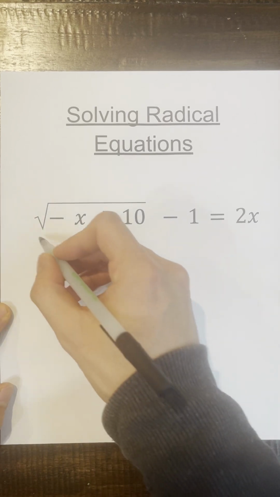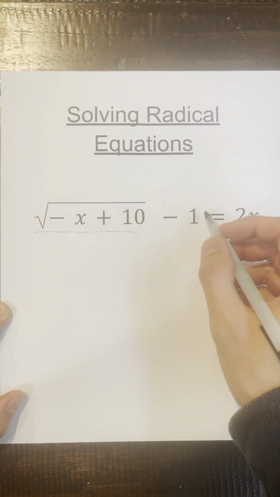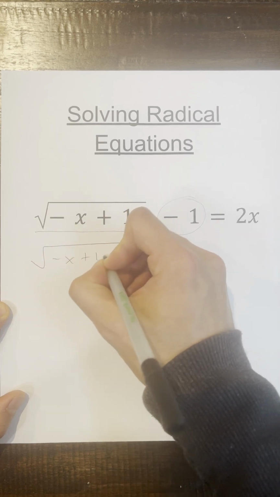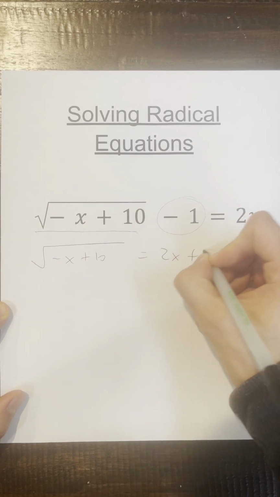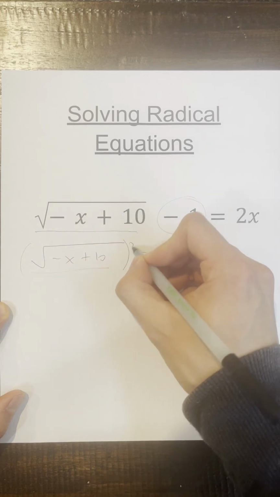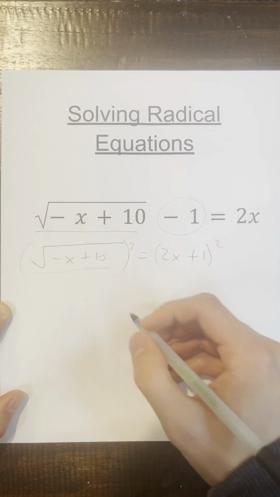The idea here is to get the square root by itself. So what should we do to both sides of the equation? We're going to be adding 1 to both sides of the equation. And now that we have the square root by itself, we can square both sides to get rid of it.